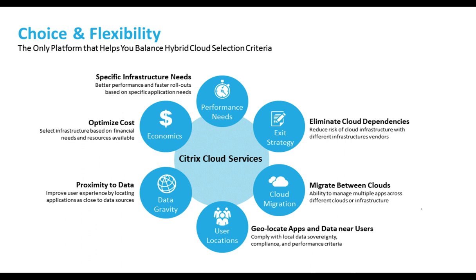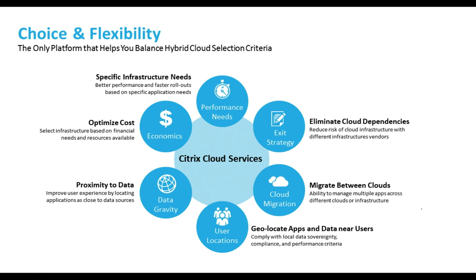So when we look at some of the benefits around Citrix Cloud, this is the only platform on the hybrid side which helps you look at your performance needs, give you a very practical exit strategy from one cloud provider to the other cloud provider. It helps you from migration between the clouds, and you can use some of our services which are built in to do just that. And now it gives you a choice whether you're doing an M&A or opening up a new data center to geolocate your apps and data near your users, giving them the best performance they deserve.